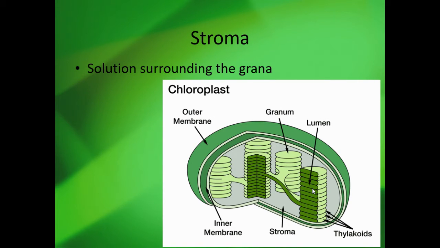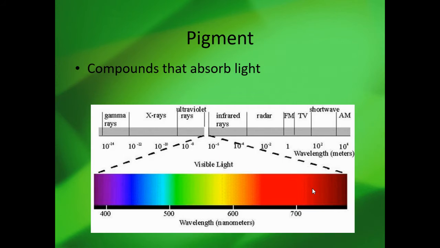The stroma is the solution that surrounds the grana. So again, that's kind of like the cytoplasm in our cells. The stroma is the inner workings of the chloroplast.